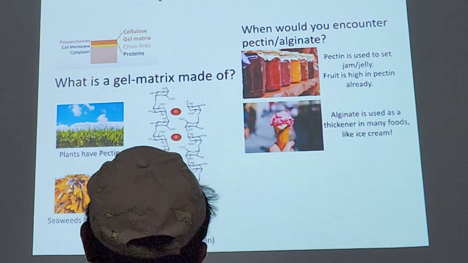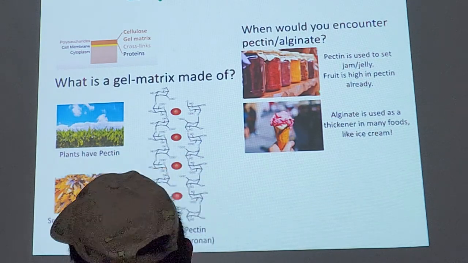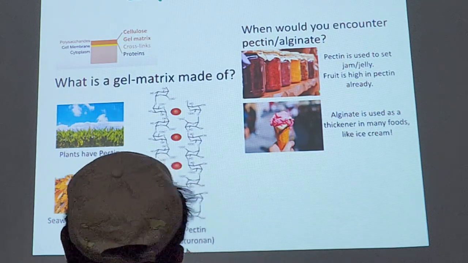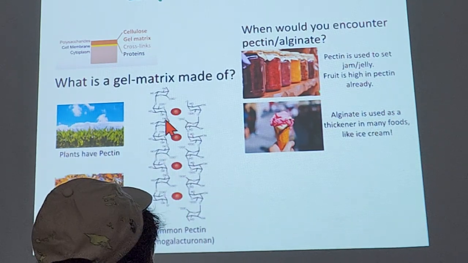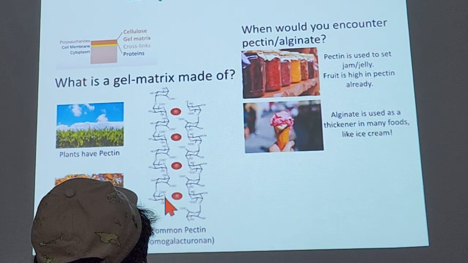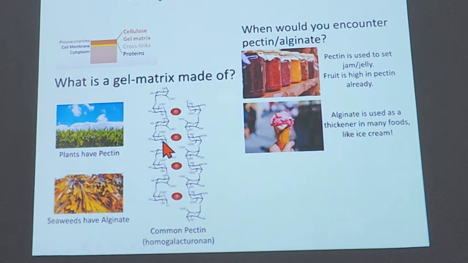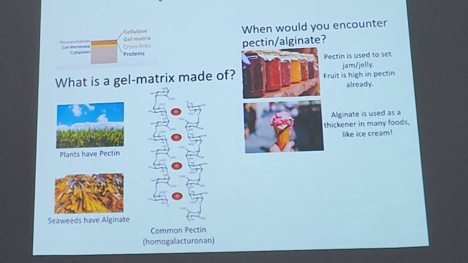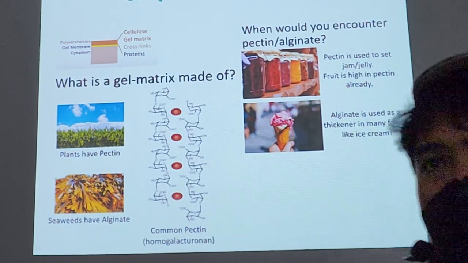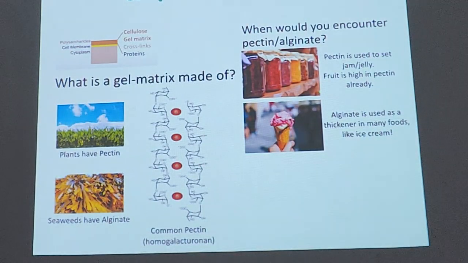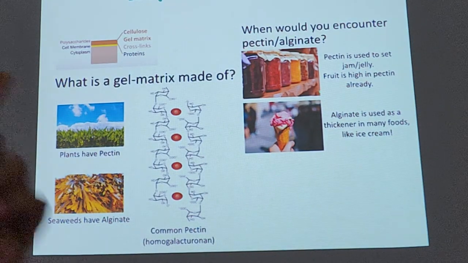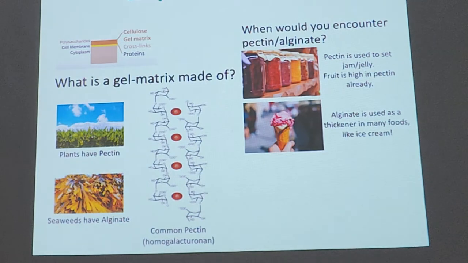Okay, look at this. This is the common pectin, and the difficult name is homogalacturonan. Look what's in the middle here. What is it? Calcium. This is why calcium is needed for plants. Without calcium, you cannot have cell wall. How many essential elements are needed for a plant for healthy growth? 17. One of them is calcium, right? This is why. Without calcium, the middle lamella cannot form properly.